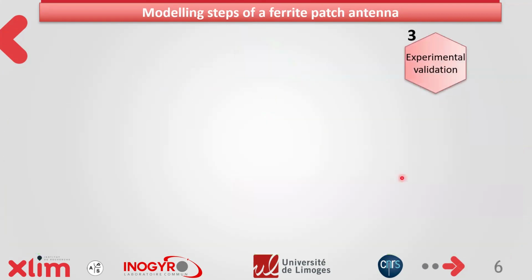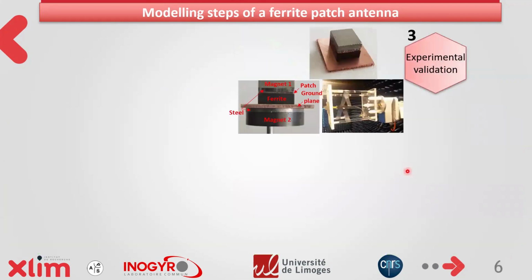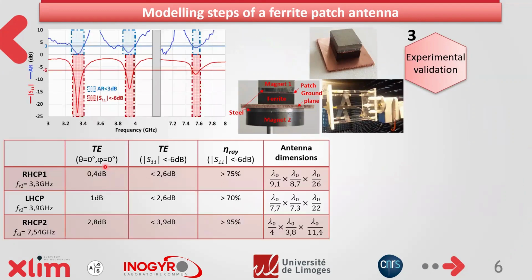Then our approach has been validated by an experimental validation. So we have realized and measured a prototype, and we can see from the measured performances that we have the 3-band operation. On each band, we can see that we have good circular polarization with an axial ratio lower than 3 dB on the 3 working frequencies. Also, by calculating the antenna dimensions, we can see that our device is miniature on its 2 first modes.